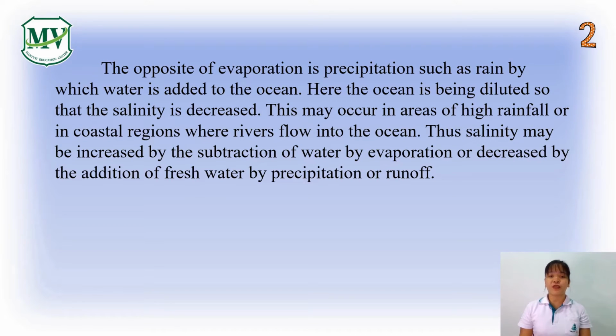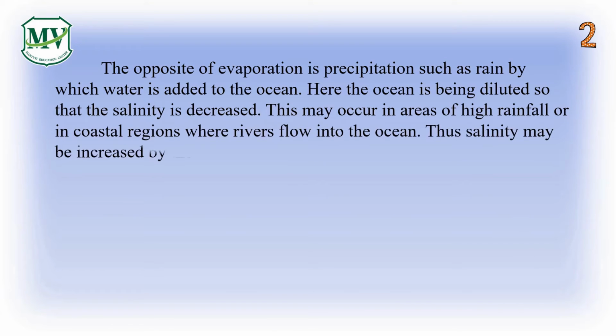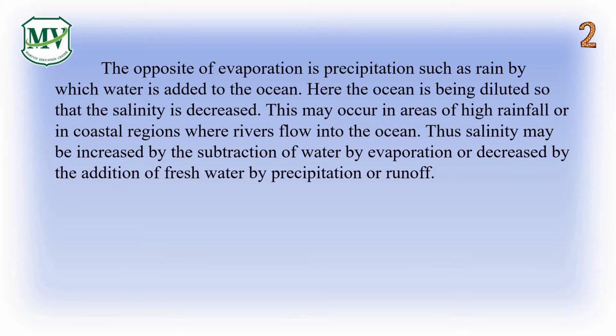You can pause the video if you want to listen to it again. The opposite of evaporation is precipitation, such as rain, by which water is added to the ocean. Here the ocean is being diluted so that the salinity is decreased. This may occur in areas of high rainfall or in coastal regions where rivers flow into the ocean. Thus, salinity may be increased by the subtraction of water by evaporation or decreased by the addition of fresh water by precipitation or runoff.